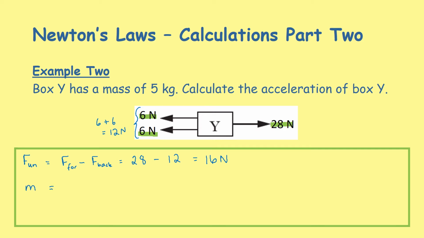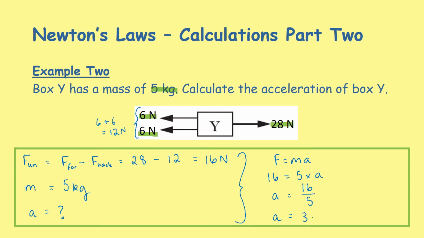We have a mass given in the question, that's 5 kilograms. And our acceleration is what we want to calculate. Now we can use our equation, force equals mass times acceleration, and pop our numbers in. So 16 equals 5 times a. Rearrange this, it gives our acceleration is equal to 16 divided by 5, and this gives us a final answer of our acceleration equals 3.2 meters per second squared.